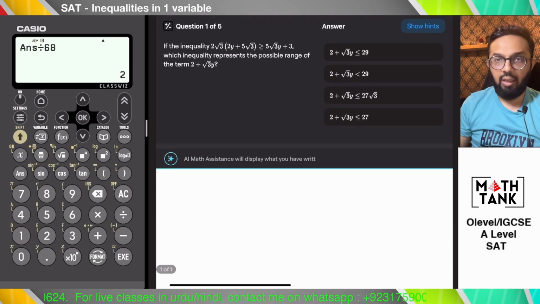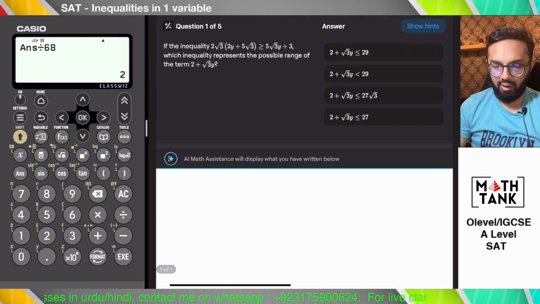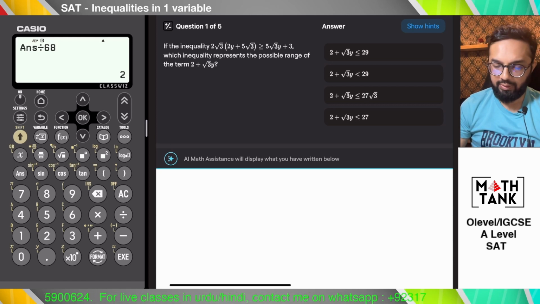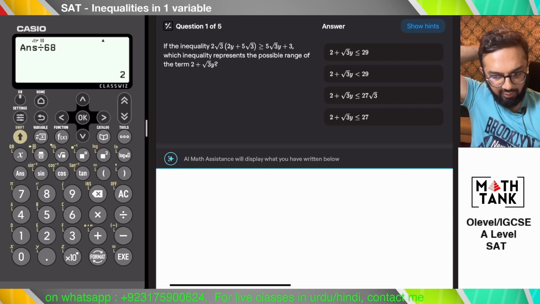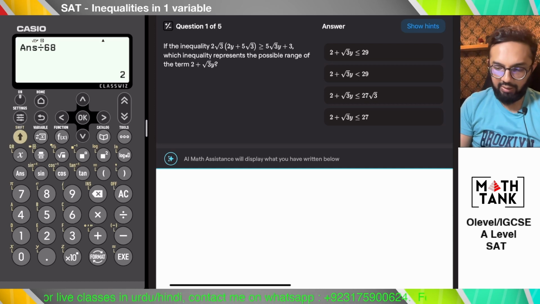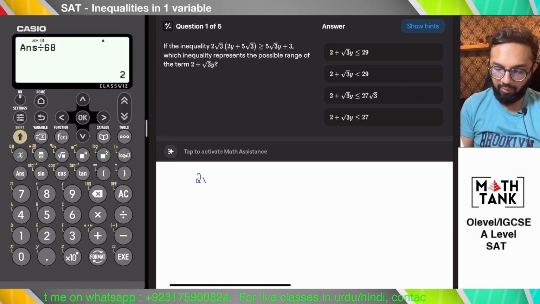Okay, welcome to another session on inequalities in one variable. These are hard questions. Let's see: if the inequality 2 root 3 (2y plus 5 root 3) is greater than or equal to 5 root 3y plus 3, which inequality represents the possible range of values of the term 2 plus root 3y? Okay, so let's start solving.